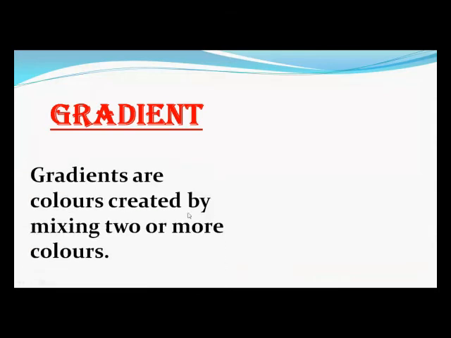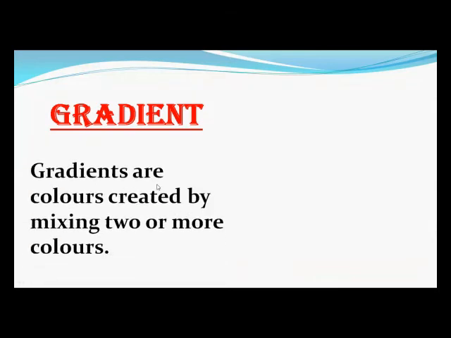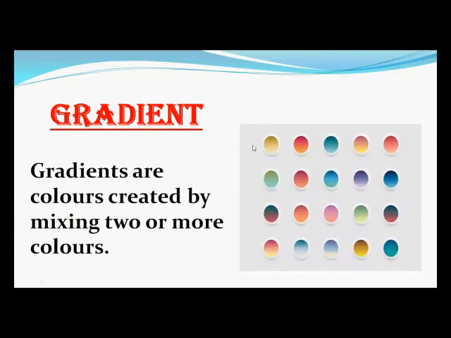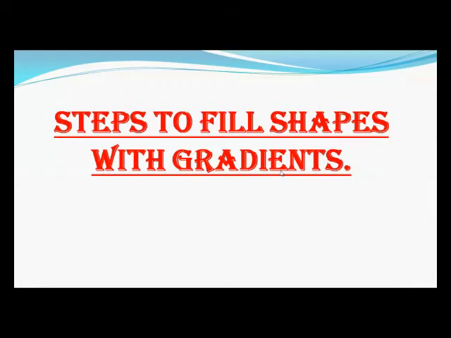So what is a gradient? Gradients are colors created by mixing two or more colors, or we can say that a gradient is a multicolor fill in which a color gradually changes into another color. So a gradient means a mixing of colors. Some different colors are mixing over here to create a new color. This is a gradient. There are two types of gradient: the first is the linear gradient and the other is the radial gradient.